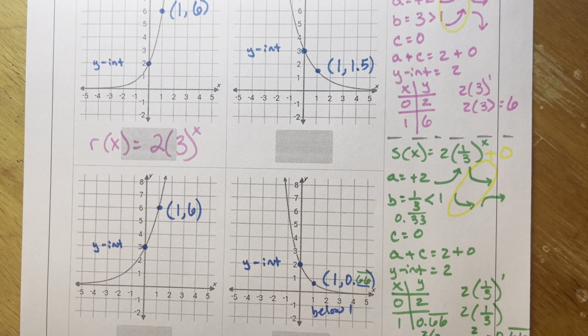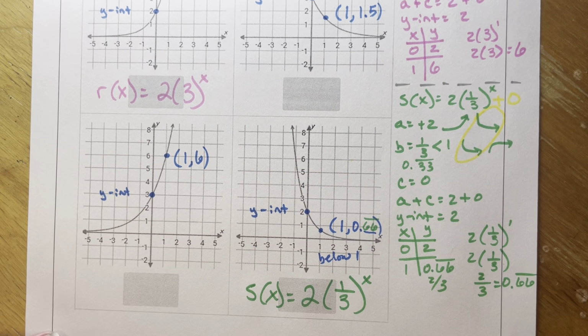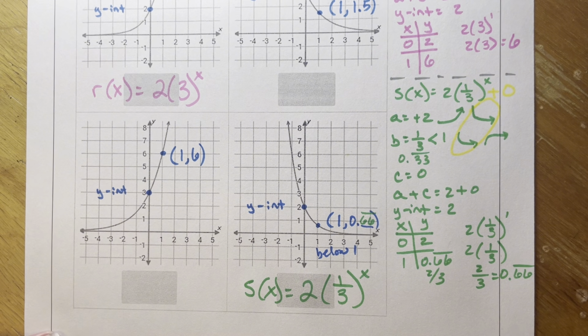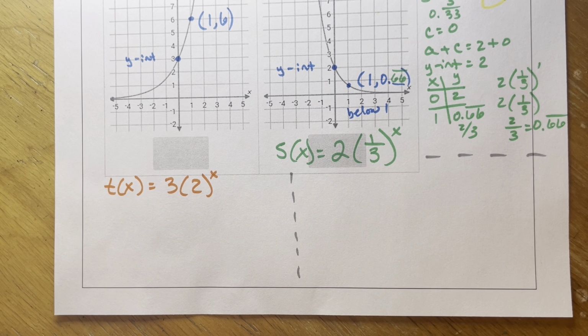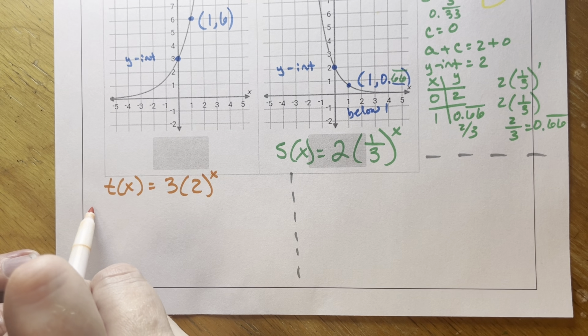As a result, we can say that this fourth graph is the equation of s of x is equal to 2 times the quantity 1/3 to the x power. Oh, and now you can actually see it. Our third function, t of x, is equal to 3 times 2 to the x power, is what we need to analyze now. So let's do that real quick.